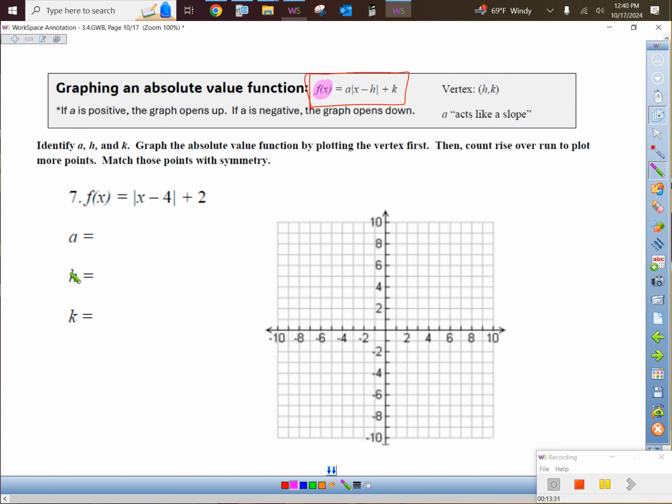A, H, and K. They ain't going away. They're going to come up in absolute value, guys. They're going to come up in quadratics. We're going to do them with cubics, right? There's all kinds of things about A, H, and K.